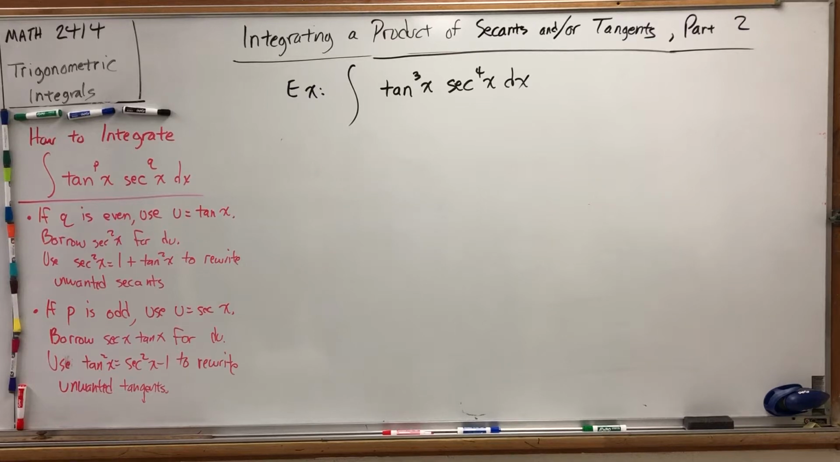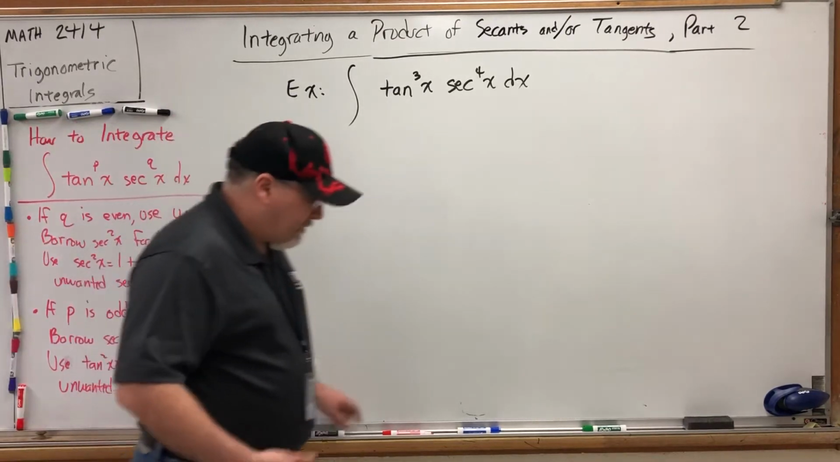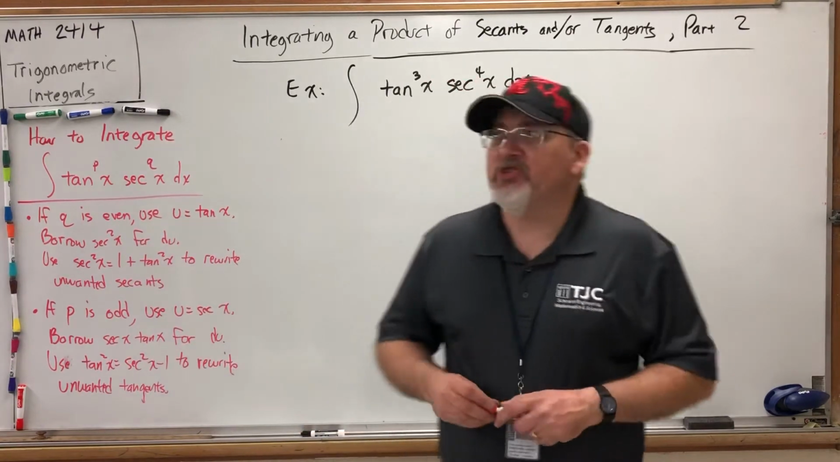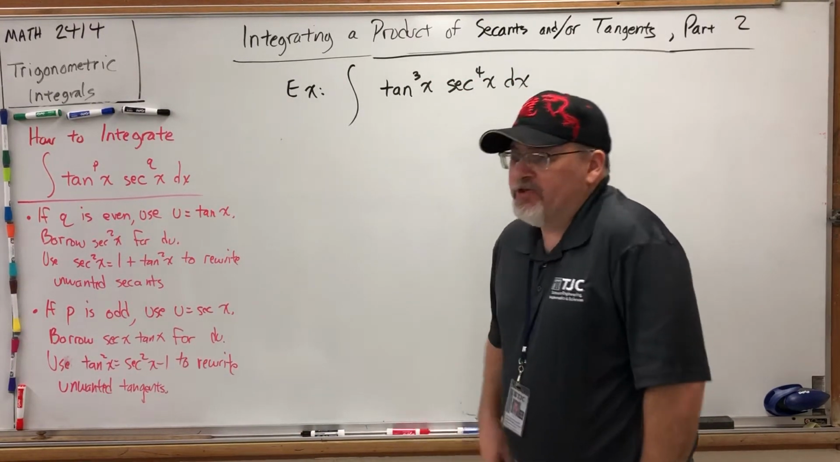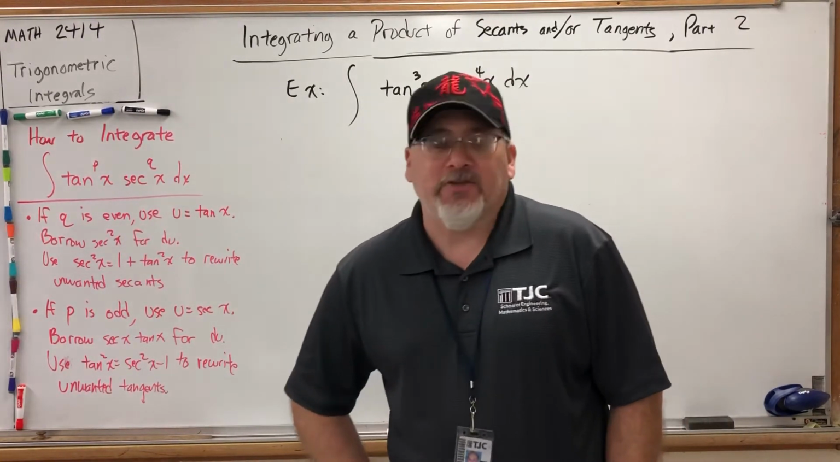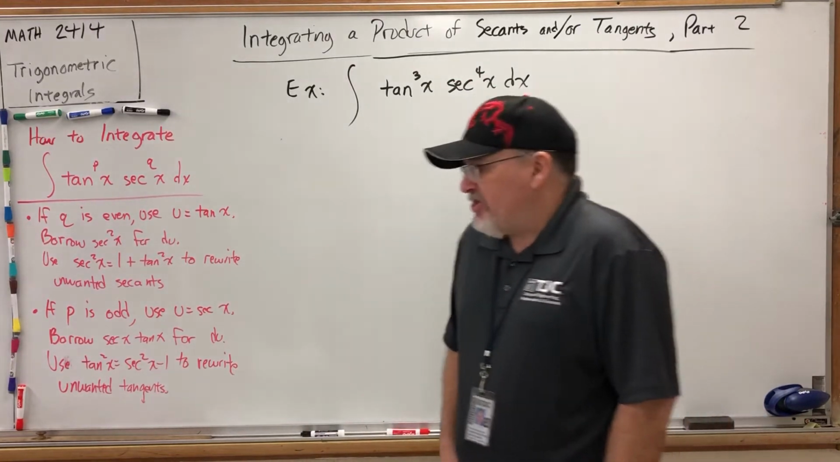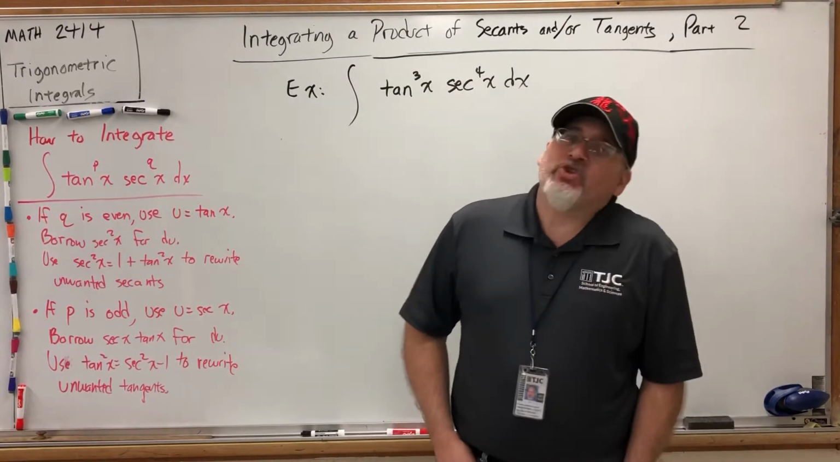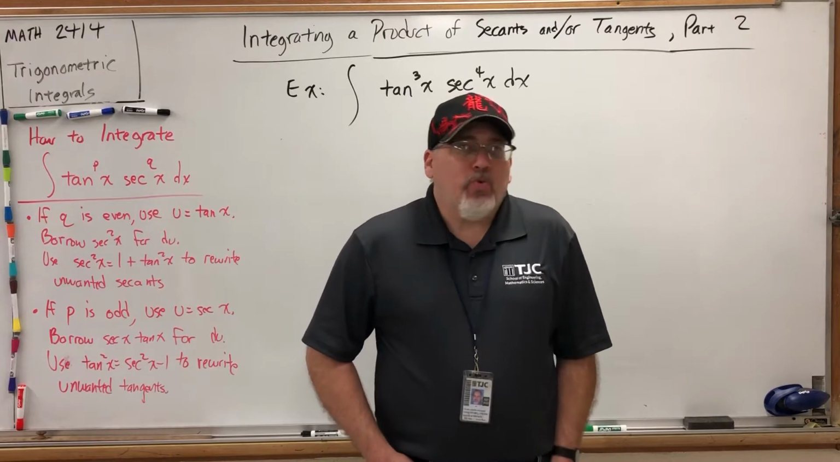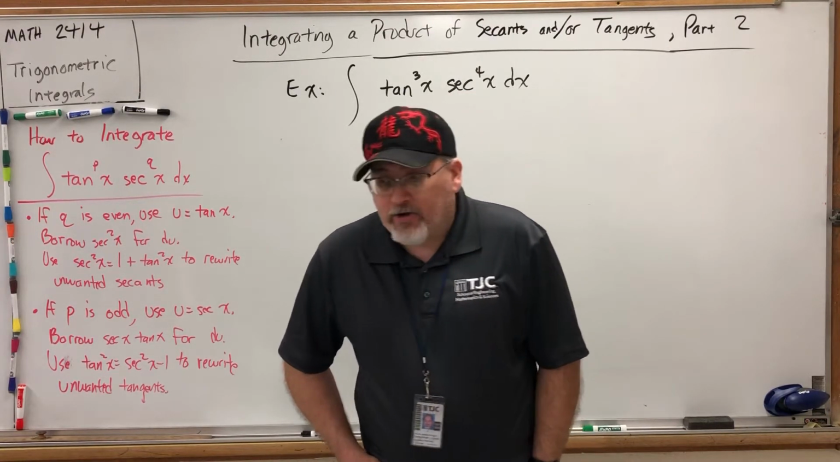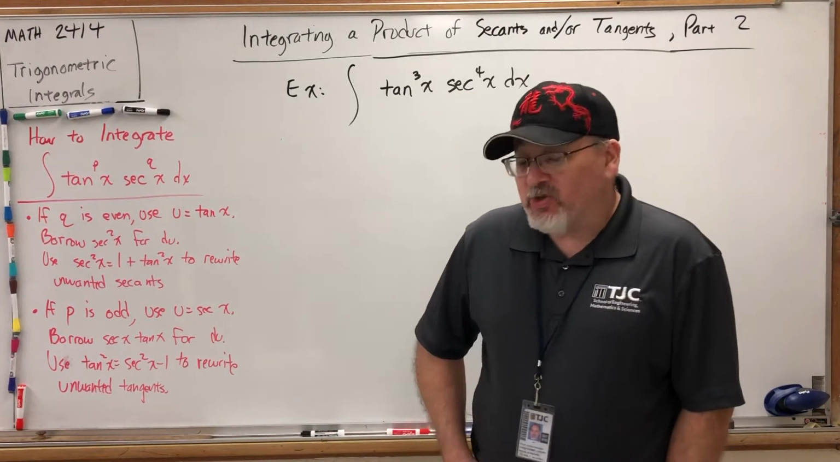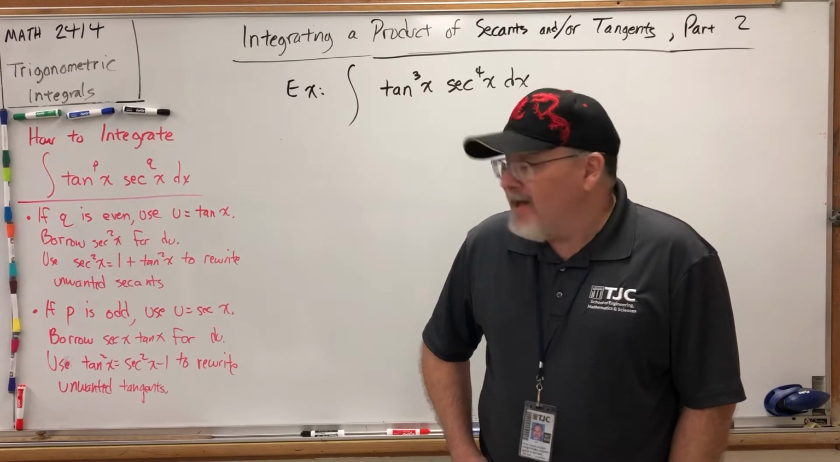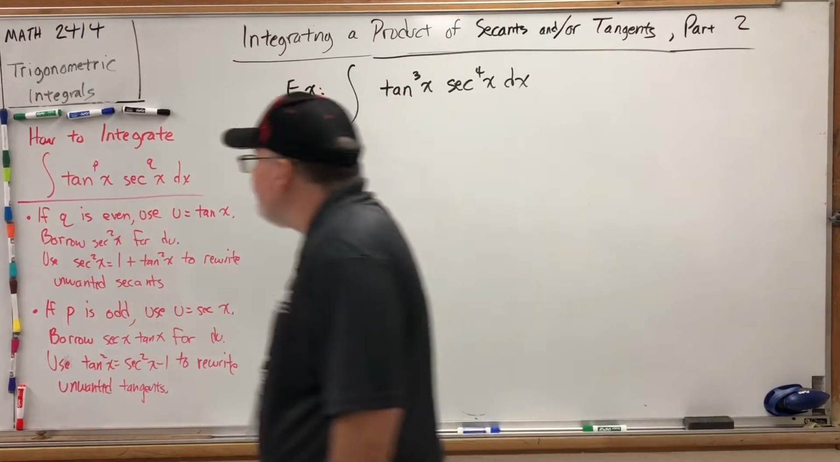Math 2414, trigonometric integrals, integrating a product of secants and/or tangents, part 2. In the previous video, which was our first example of integrating tangents and secants, we tried two different substitutions, u equals tangent x and u equals secant x. One succeeded, one failed, and we described under what conditions one should fail, and under what conditions each substitution should succeed. And I've summarized those here.